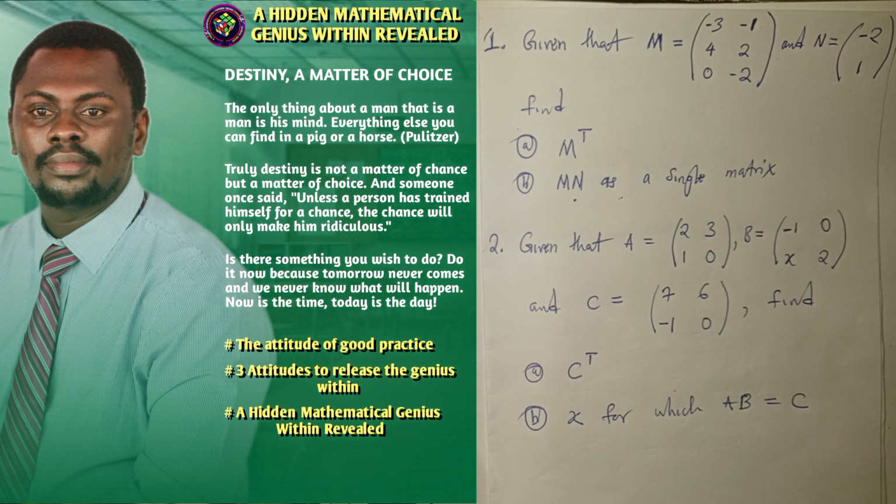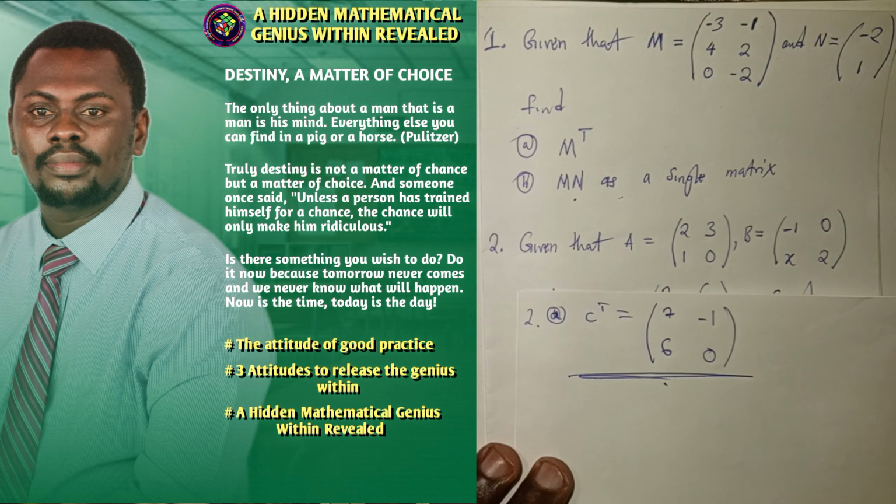So B, find X for which AB is equal to C. What you should know is that AB is the product of matrix A and matrix B. So we need to multiply the matrix A and matrix B, then we equate to C.